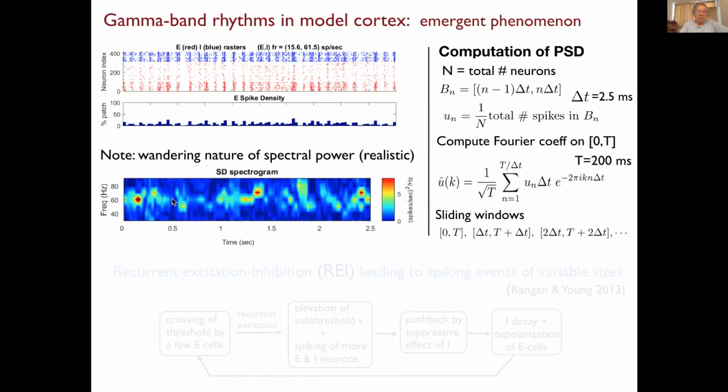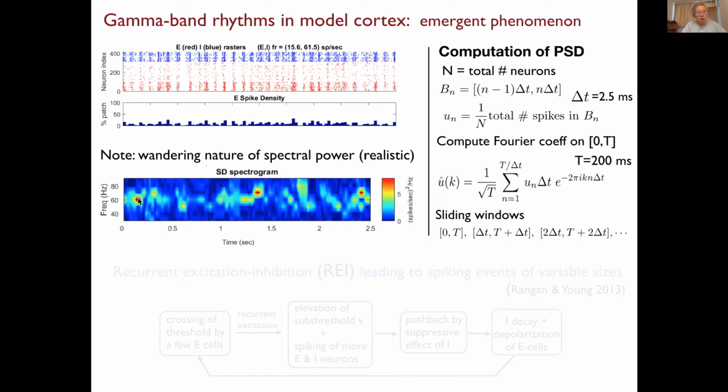So this is a fairly realistic picture in the sense that you almost cannot tell it apart from the real experimental data. So this is time. This is 1 second between here and here. This is the frequency. And you can see that the power is mostly concentrated around here, maybe about 60 hertz, which is in the gamma domain. But it wanders. So this is the wandering frequencies. This is a character of gamma signal, and it's completely, entirely emergent behavior.